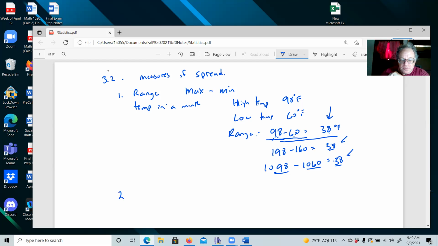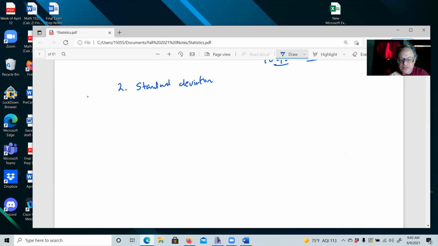All right, 2, standard deviation. And I'm going to address variance in the same spot. Okay, standard deviation and variance are very similar. Standard deviation is actually the square root of variance. So variance is the standard deviation squared. So standard deviation squared is equal to your variance.